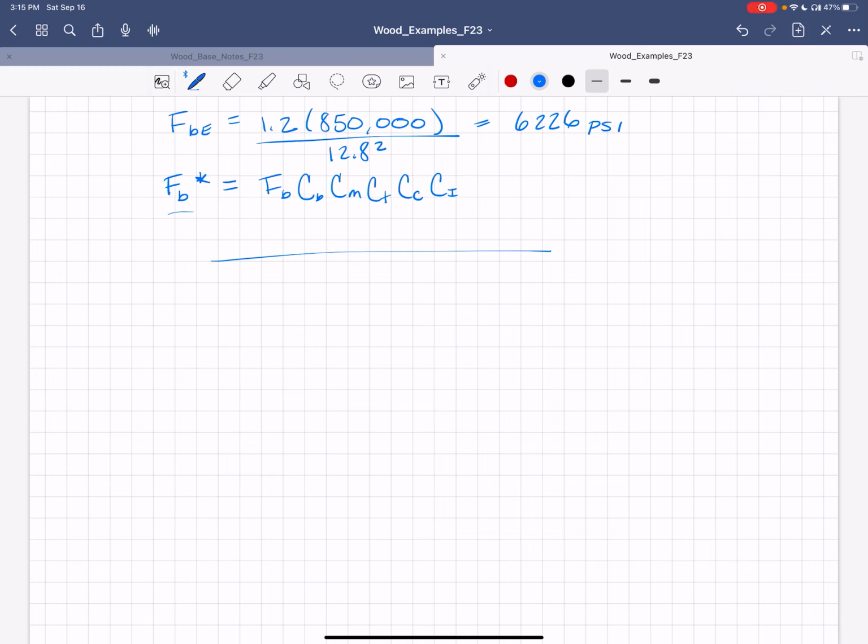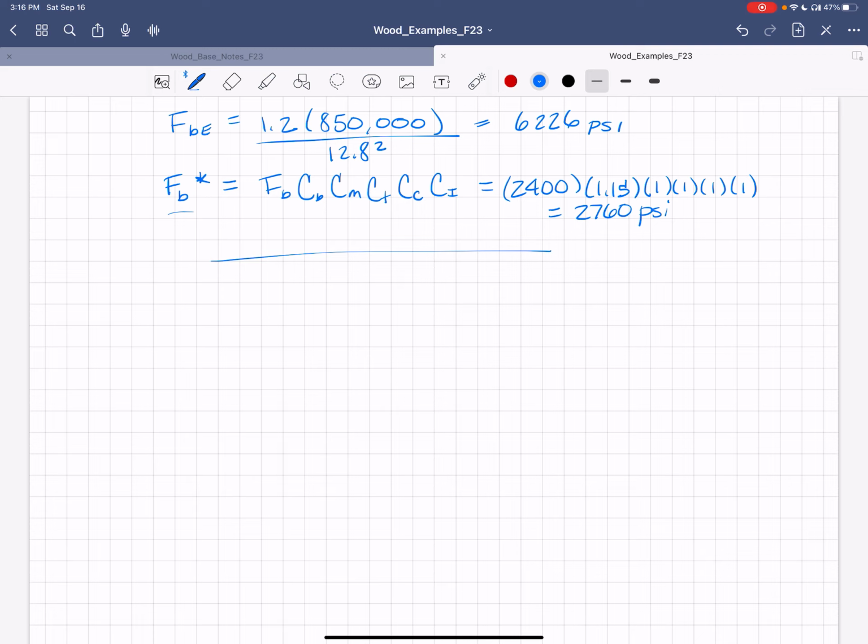So let's finish this one up. F_b star is F sub B, which was 2400. And then we put each of the C's in here, 1.15, and the rest were ones. All right, and you get 2760 psi.